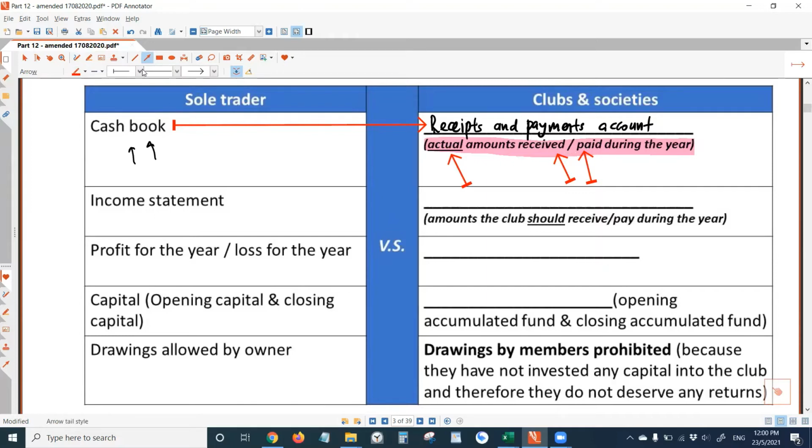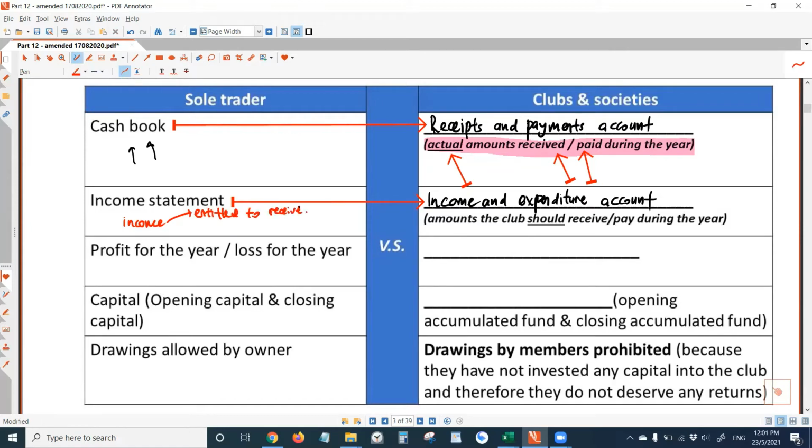Okay, now next, income statement. You no longer use this term for this topic. You call the income statement the income and expenditure account. You still remember what amounts we present in the income statement? We present the should amount. For an income, I call it the amount that you are entitled to receive.